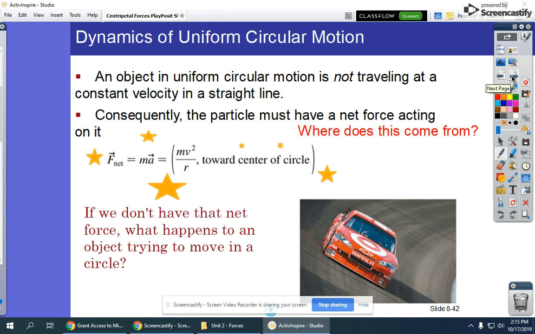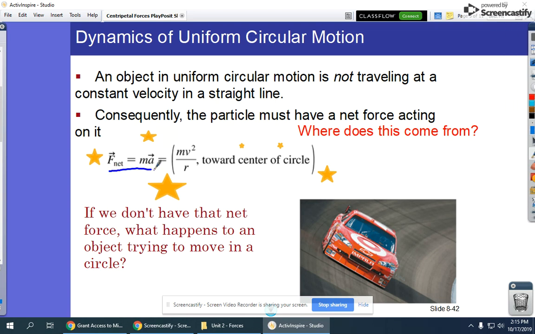So again, just to pause for a second, because an object in uniform circular motion is not traveling at a constant velocity in a straight line, Newton's first law tells us that there must be a force on it. Well, how do we find a force? Well, F equals ma, right? So we take that centripetal acceleration, and now we have a centripetal force that is required of mv squared over r, and I've put lots of stars next to it because that force mv squared over r is very, very, very critical. Where does this come from?